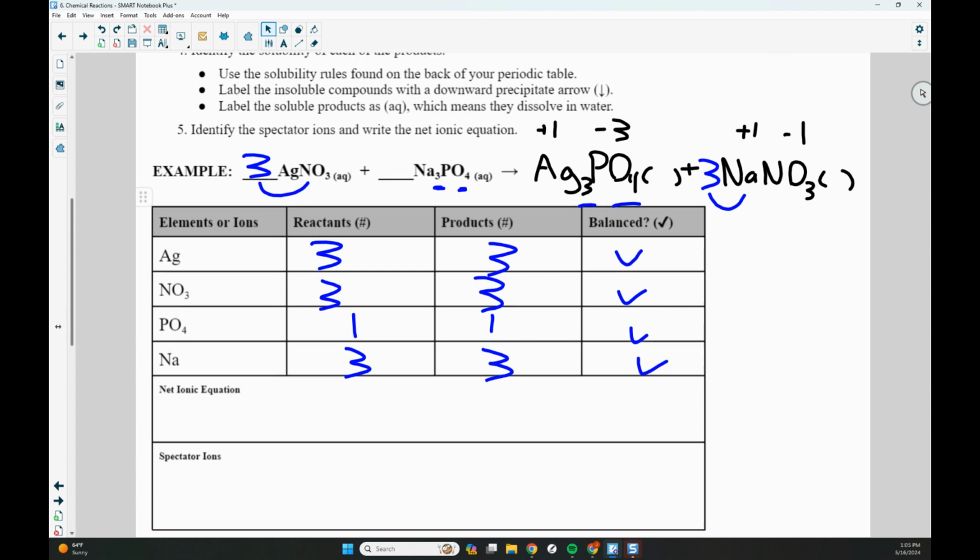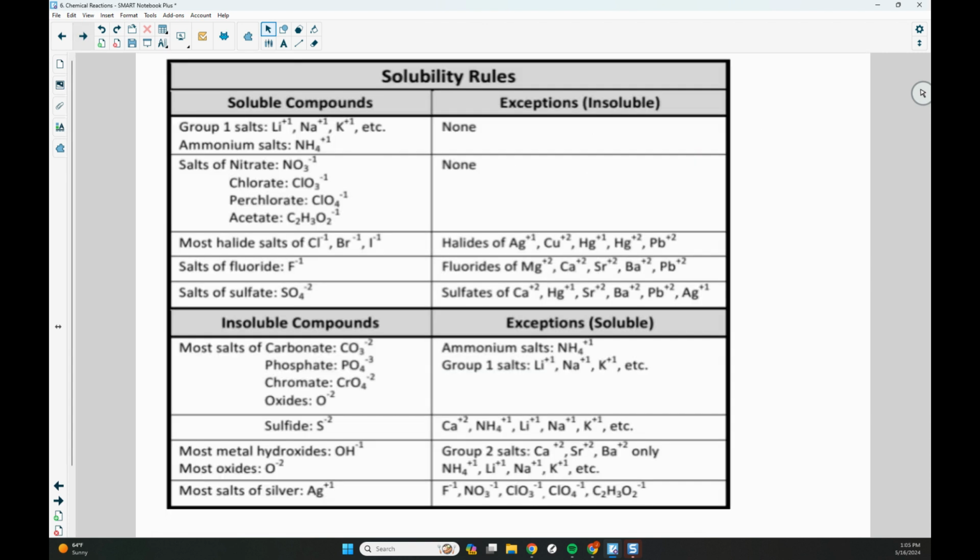Now we are going to look at our products, silver phosphate and sodium nitrate, and we are going to ask ourselves what state of matter those are. Are they solid or are they aqueous? And we're going to answer that question by going to our solubility tables, which can be found on the back of your periodic tables in the upper right-hand corner, as you look at them right here. So I'm going to write those compounds down. We have silver phosphate, and sodium nitrate.